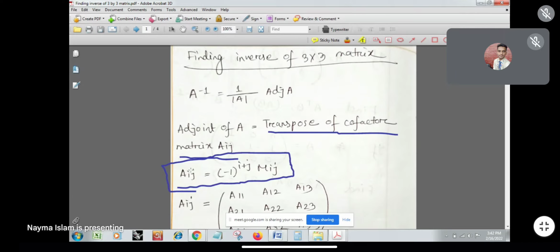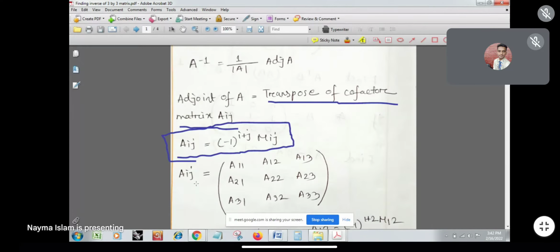The general structure for finding the cofactor matrix is this, and we define the cofactor matrix by Aij. What does Aij mean? Aij means this matrix, which you are familiar with: A11, A12, A13, A21, A22, A23, A31, A32, A33. When i equals 1, j equals 1, that means A11. When i equals 1, j equals 2, it will be A12. When i is 1, j is 3, it will be A13. When i is 2, j is 1, it will be A21.